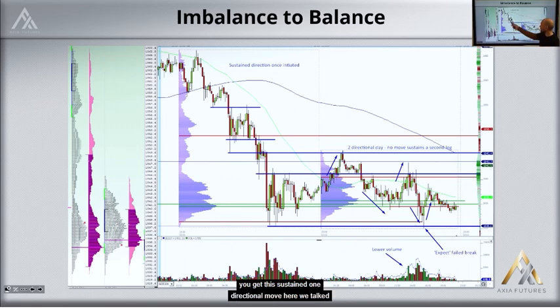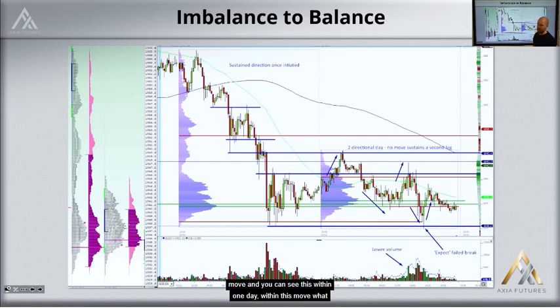What you end up with is this sustained one directional move. We talked about where you could place your trailing stops and you get these types of moves. We create a low, we break, we pull back to it, we break again, and so on and so on. And so you get these constant reference points as the market drops.